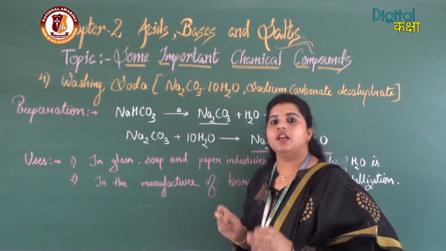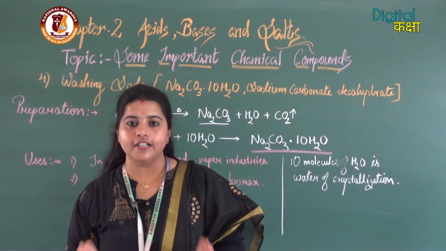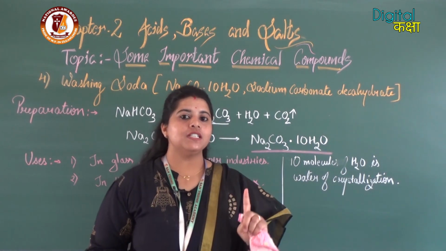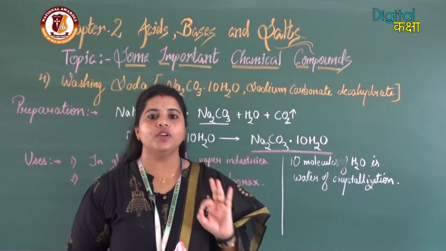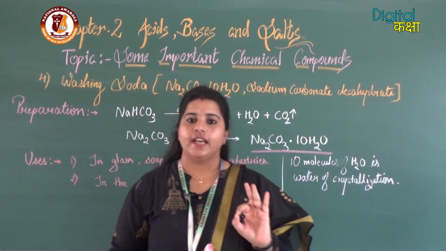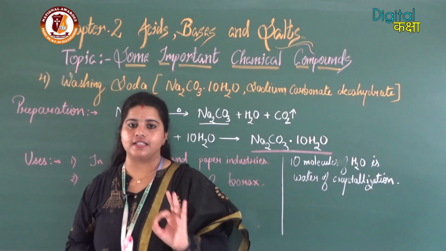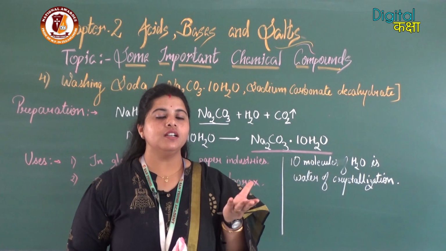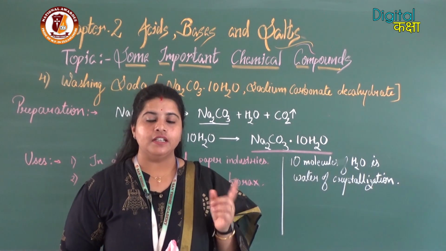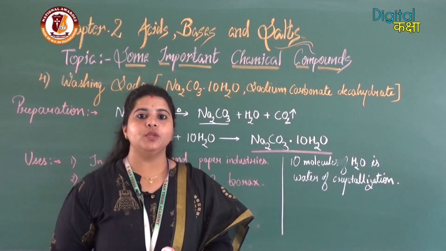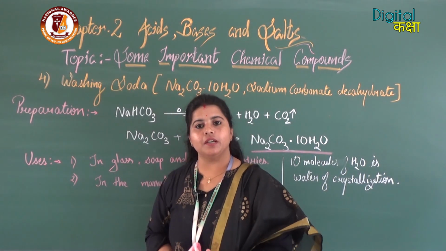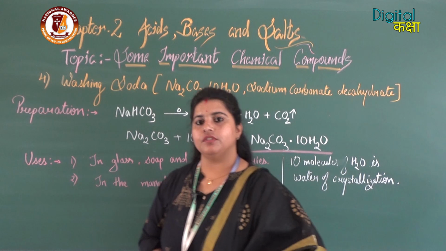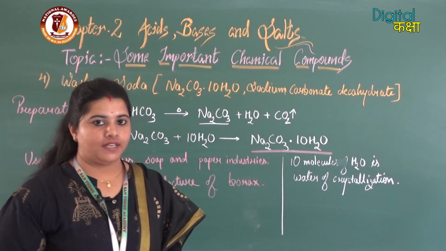It is present in many salts. You would have heard about copper sulfate. Copper sulfate is blue in color. Its formula is CuSO4.5H2O. It has 5 molecules of water of crystallization in it. That's why its color is blue. And when the blue crystals of copper sulfate are heated, you will see that the blue color disappears. The salt becomes anhydrous and white in color. So the 5 molecules of water present in copper sulfate are evaporated.